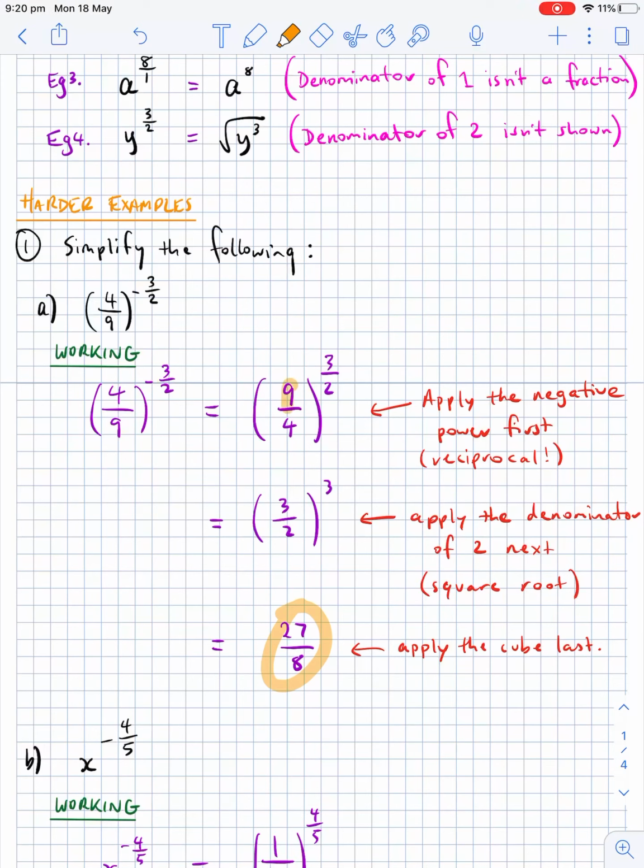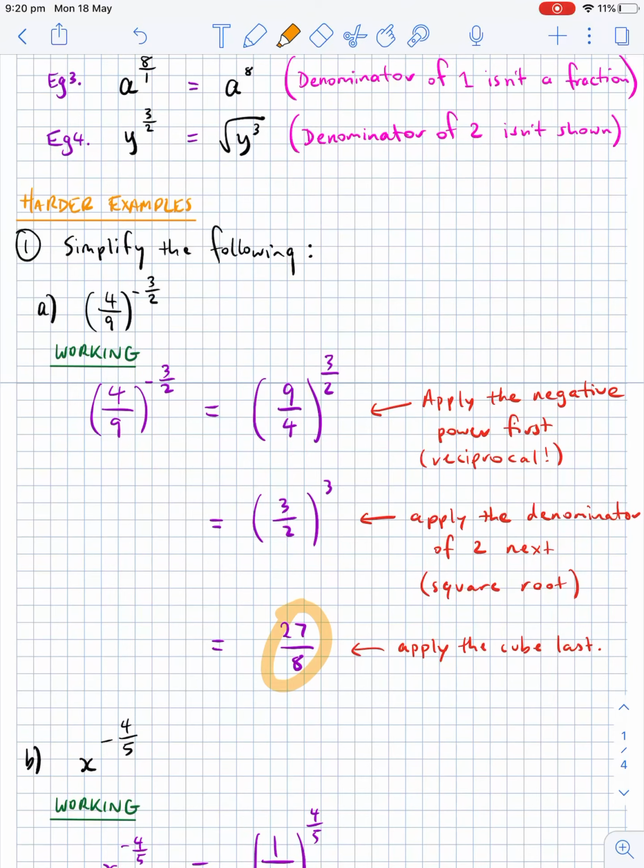So 4 over 9 changes to 9 over 4. Now, our negative power becomes its positive version. Now, I look at this. I see a power of 3 and a power of 2 down the bottom. When we have a power of 2 down the bottom, that indicates the square root sign, just like up here. So that means that we can firstly apply the square root to 9 over 4. So 9 over 4 are both square numbers. If we apply the square root to both of these numbers, 9 changes to 3 and 4 changes to 2.